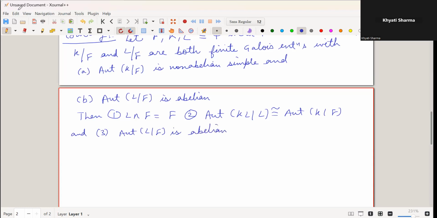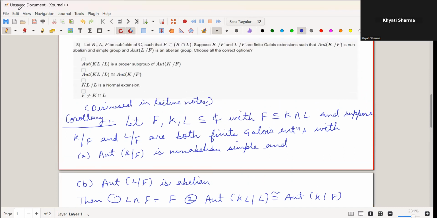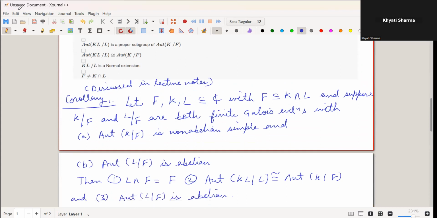So this is the corollary that is being discussed in the lecture notes. You can see that it matches with the assumptions in the question. K, L, and F are subfields, F is contained in K intersection L, K over F and L over F are both finite Galois extensions, and the automorphism group of K over F is non-abelian simple. The automorphism group of L over F is abelian. Then we have to choose the correct options. So the first one is L intersection K.